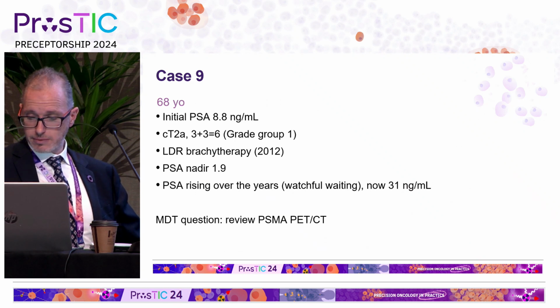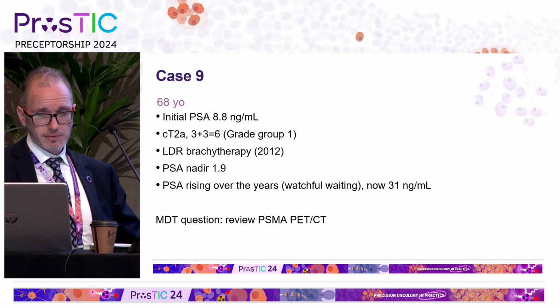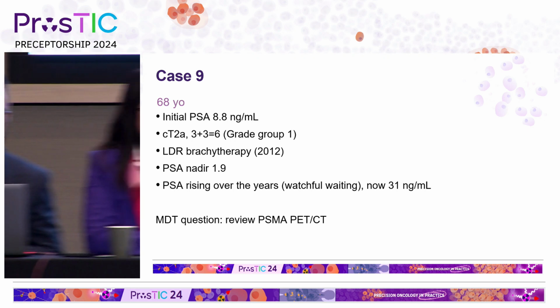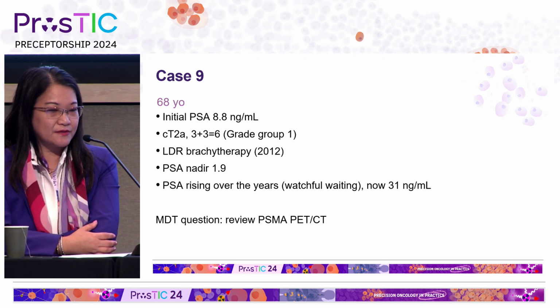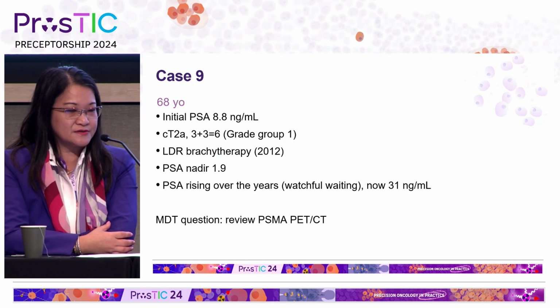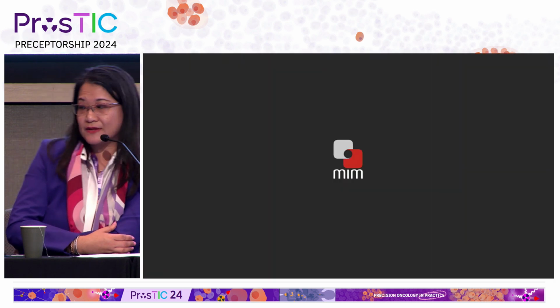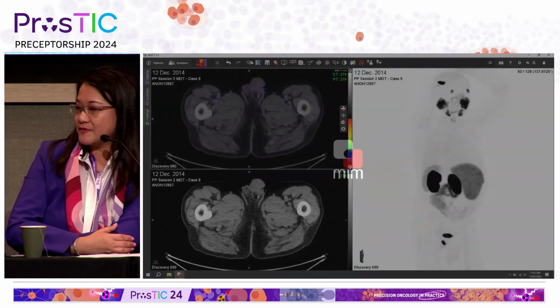Next case, just a few more to go. A 68-year-old with a PSA of 8.8, grade group 1, had brachytherapy in 2012 with a nadir PSA of 1.9, but it's been slowly rising over the years with watchful waiting management, now 31. So can we have a look at the PSMA PET, please, James?